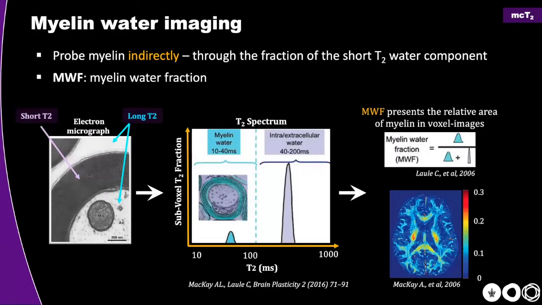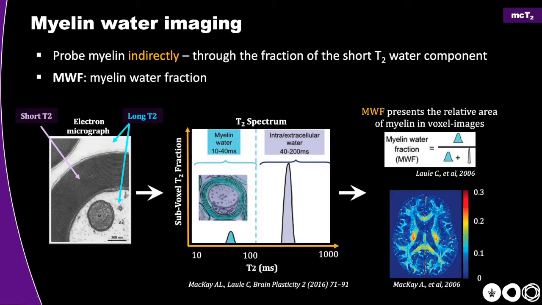And multi-component T2 means, as I said before, that we have different water pools. Here again, we can see the example of myelinated axon. If we can spread this information of short and long T2 along a T2 spectrum, we would have a peak for the long T2 and a peak for the short T2 values. And then we can take the relative fraction of the short T2 peak and get a myelin water fraction.